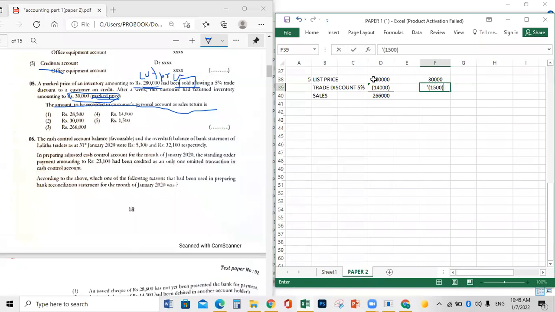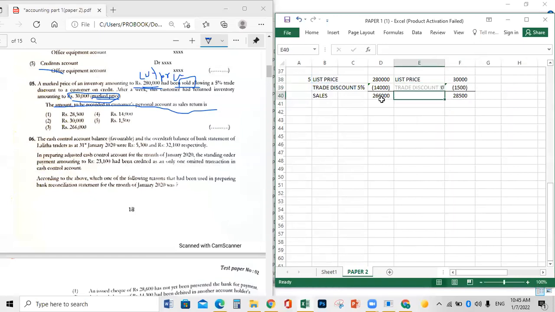Yes, 1,500. Then, guys, how much is the sales return correct value? Your sales return correct value is 28,500. This is the sales return or the return inwards correct value, 28,500.